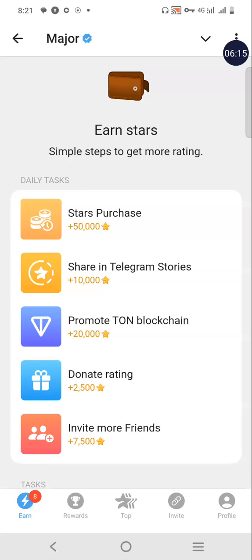Then the other tasks now, right? They are daily tasks as well. So they say you should purchase. Major is not 100% free.